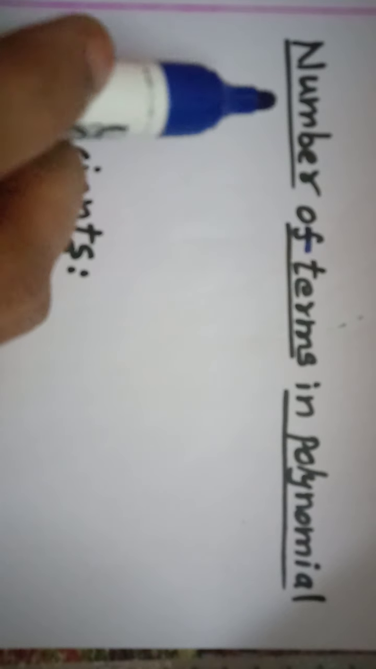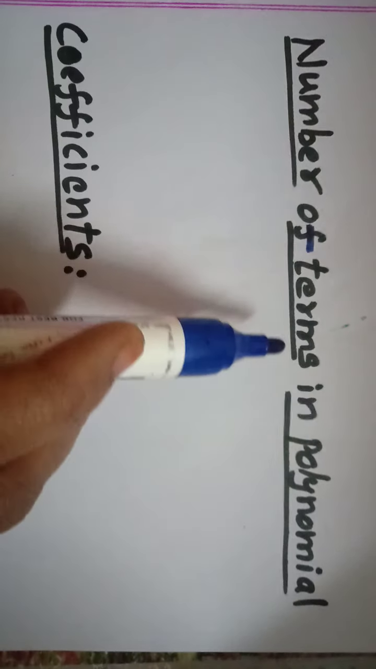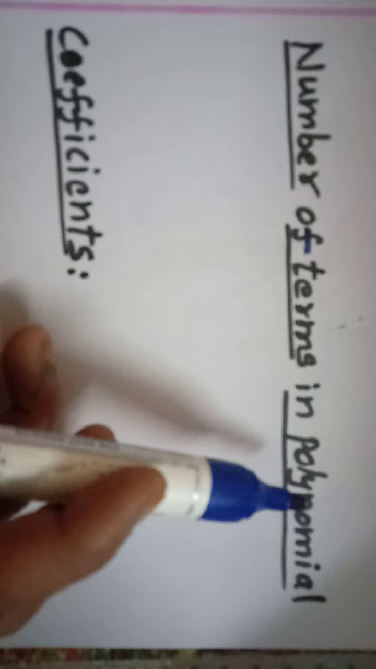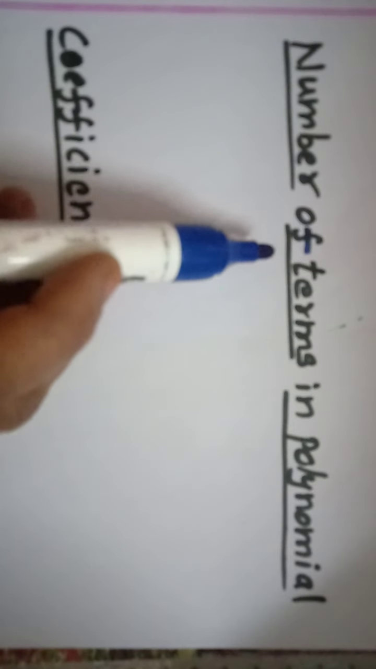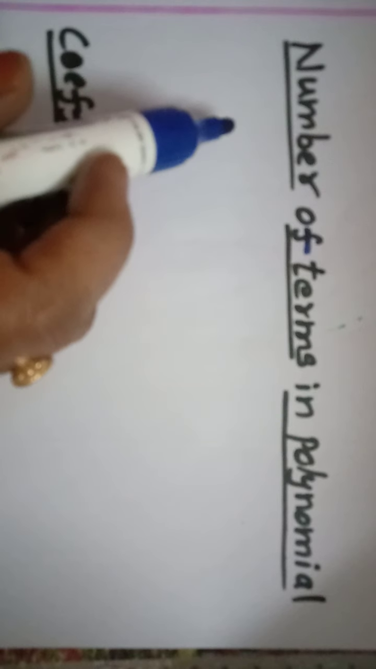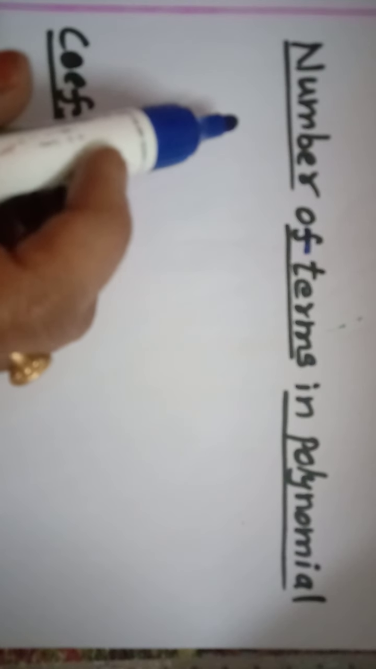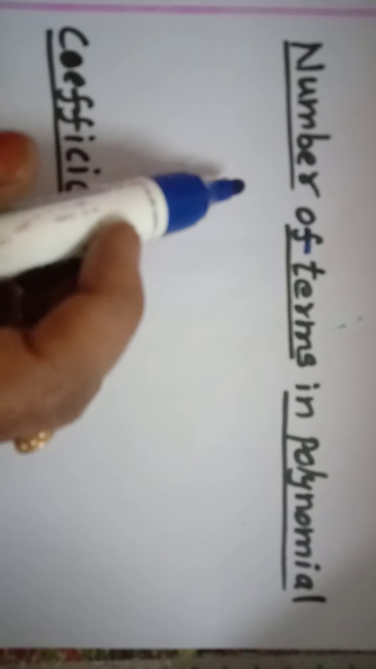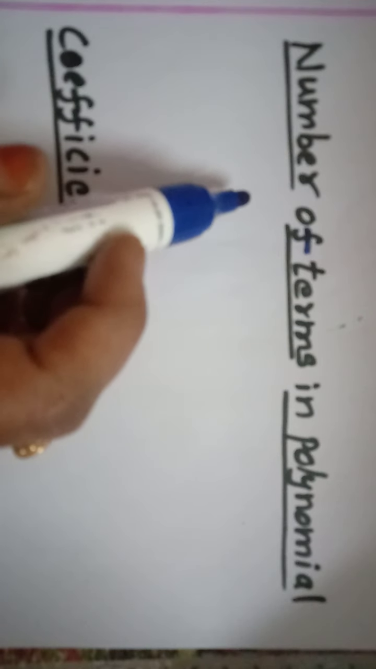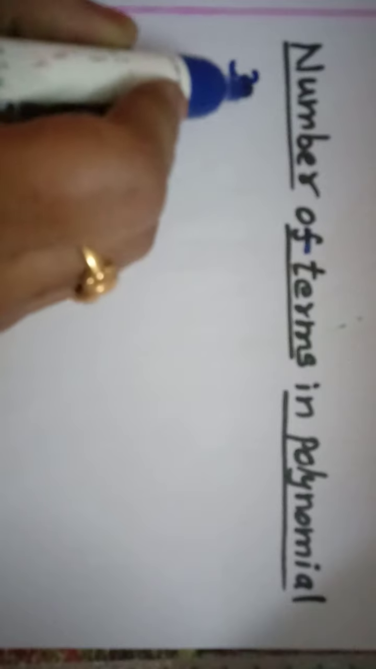In this video we are going to learn some more topics about polynomials. Okay. So the first point is the number of terms in a polynomial. How can you find the number of terms in a polynomial? What is meant by a polynomial? An algebraic expression having non-negative integral powers of variables is called a polynomial. So these are all polynomials.